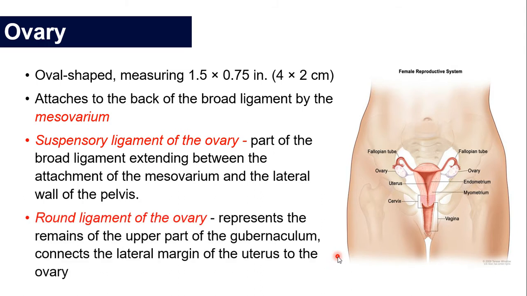Another ligament is the round ligament of the ovary. It represents the remains of the upper part of the gubernaculum that connects the lateral margin of the uterus to the ovary. There is one ovary on each side of the pelvis, one on the right and one on the left.